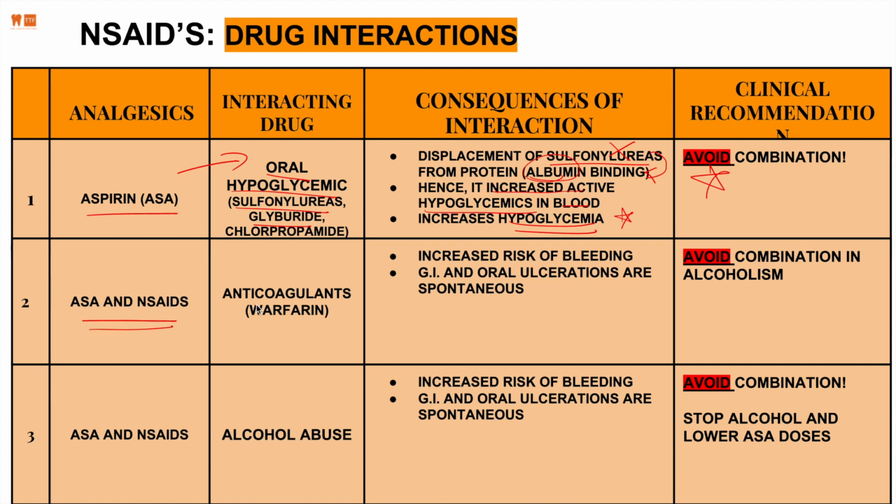Aspirin plus NSAIDs clubbed with anticoagulants such as warfarin. Now remember, this has tendency of bleeding, and so does this. Therefore, there is increased risk of bleeding, and GI and oral ulcerations are spontaneous because there is no integrity in the tissue. Therefore, avoid combinations, and specifically in alcoholism. Aspirins or NSAIDs with alcohol abuse, we just talked about that, causes increased bleeding. GI and oral ulcerations are spontaneous, therefore avoid combination, stop alcohol, and lower the aspirin doses.